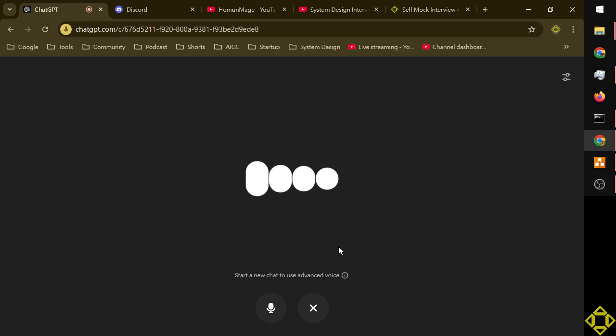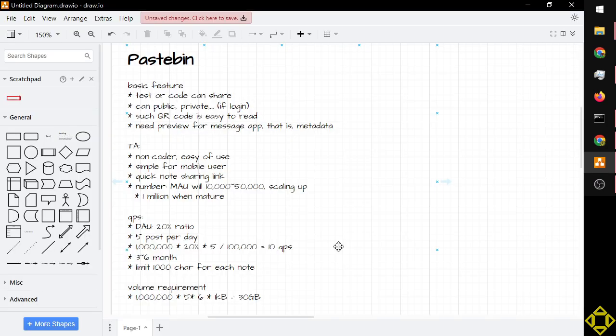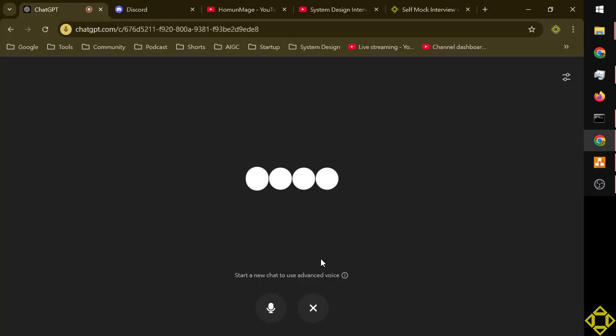It's a good idea to start with a simple abstract system to establish core functionality. This allows you to focus on getting the key features right, like note sharing and URL generation.